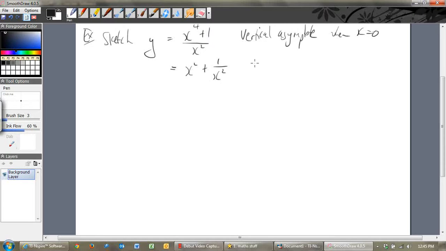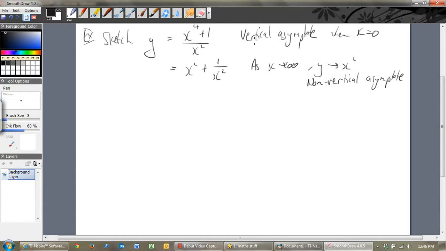Now, if we look at this, we can find another asymptote, because as x approaches infinity, as x gets massive, what happens to this number here? As x gets massive, this will go to 0. And if that goes to 0, then y gets closer and closer to x squared. And this is what we call a non-vertical asymptote. I've been a bit slack here: I've said x equals infinity, but in fact it's plus or minus infinity, because negative infinity will also go to this particular graph.